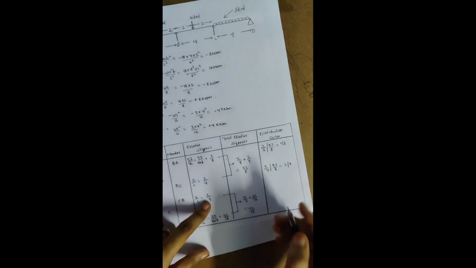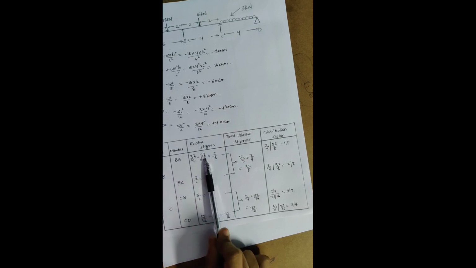Next here I by 4 by 7I by 16, that is equals to 4 by 7. Here 3I by 16 by 7I by 16, that is equals to 3 by 7. We have got all the values for relative stiffness, total relative stiffness and distribution factor. The main theme of this box is to find the distribution factor, which we have found. We have got 1 by 3, 2 by 3, 4 by 7 and 3 by 7.